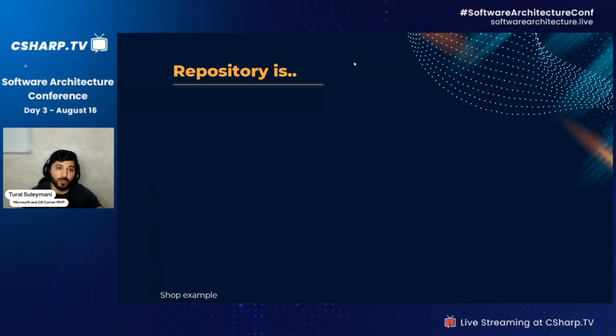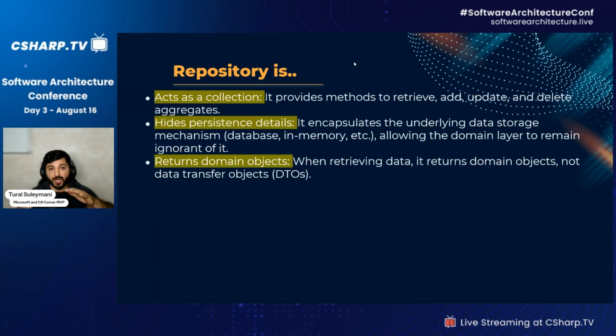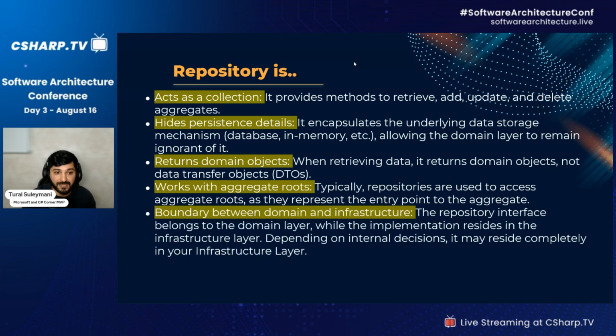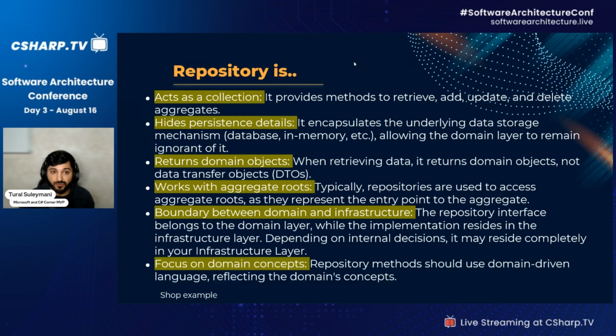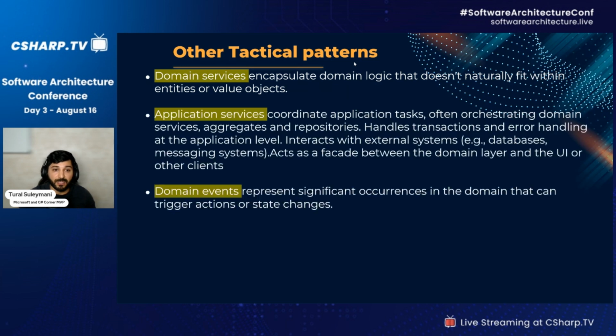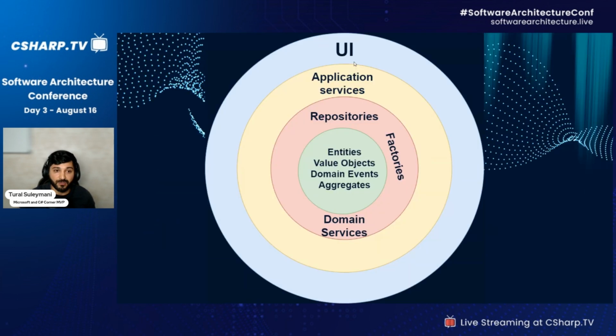Okay, and you all know about repositories. We have a repository providing methods to retrieve, add, update, and delete, and it encapsulates the underlying data storage. We are working with aggregate roots in our repository, and it defines the boundary between domain and infrastructure. For the other tactical patterns, we have domain services, application services, domain events, modules, and factories. This is our general architecture. You see we have UI, application services, repositories, factories, and domain services here. And in the core, we have entities, value objects, domain events, and aggregates, which matter more.